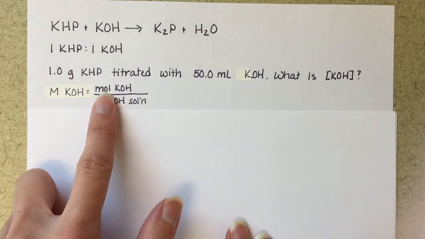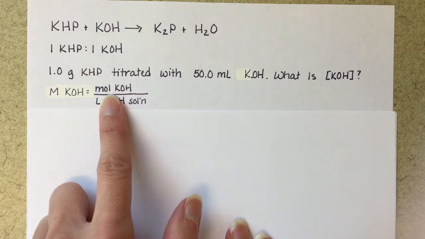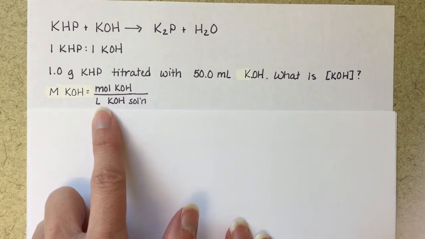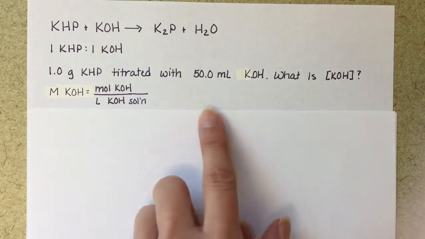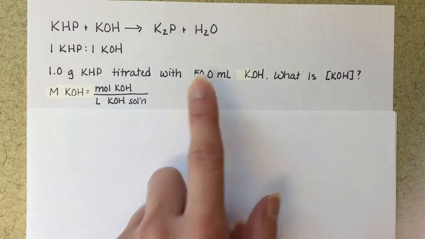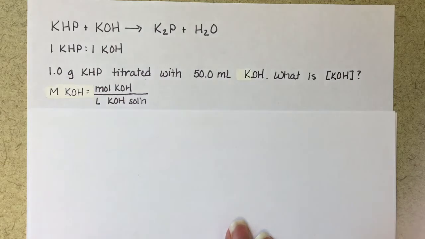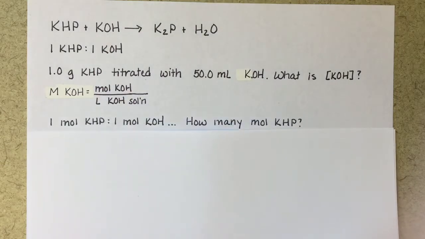Molarity is moles divided by liters. So we need to know the moles of KOH and the volume of the KOH solution. The problem tells us our volume. It's 50 milliliters or 0.05 liters. So we've already got that information. We just need to figure out how many moles of KOH we have.